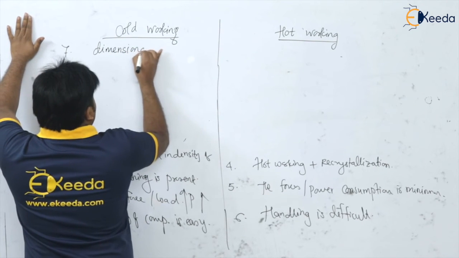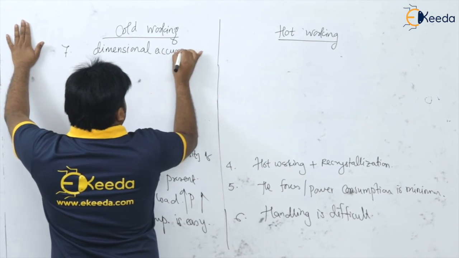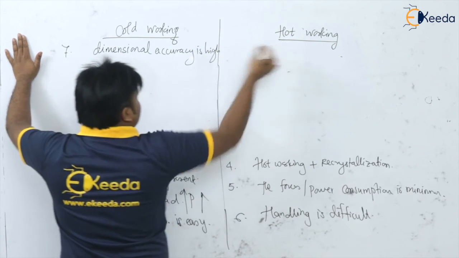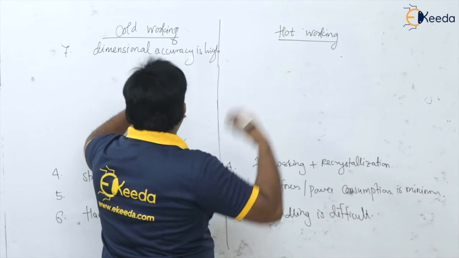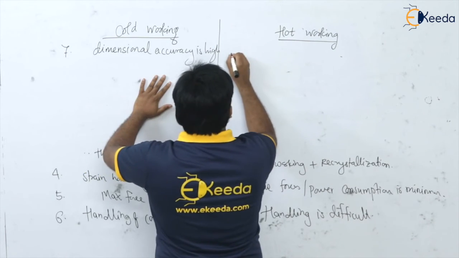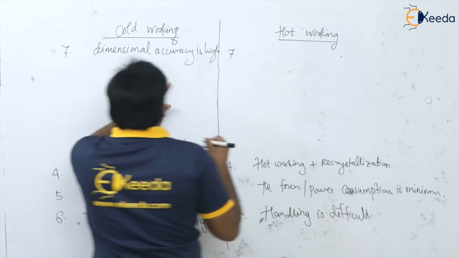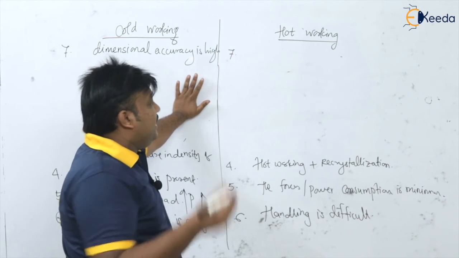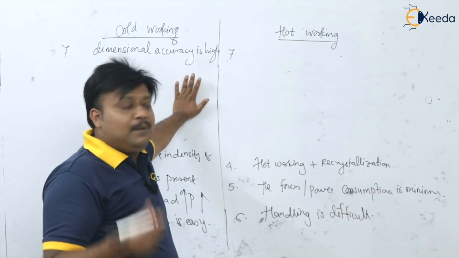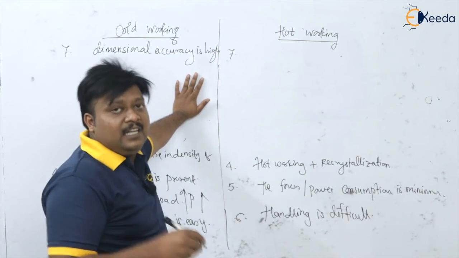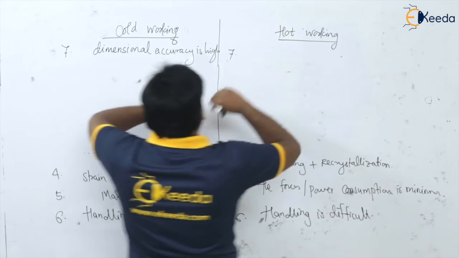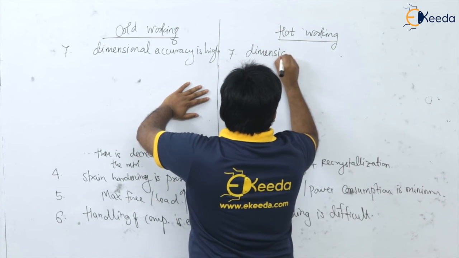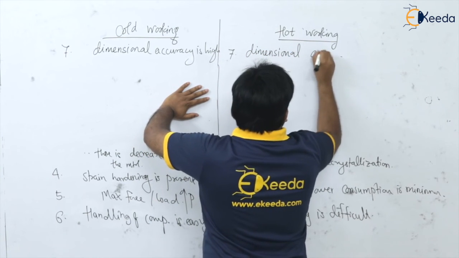Dimensional accuracy is high, but here above RCT, at higher temperatures we are working on the material, so of course shrinkage will be there, and that is the reason why the dimensional stability or dimensional accuracy is less compared to the cold work component. So here dimensional accuracy is low.